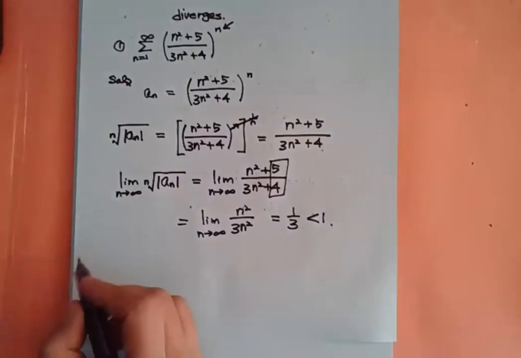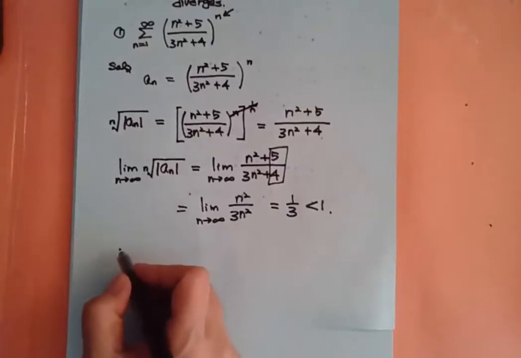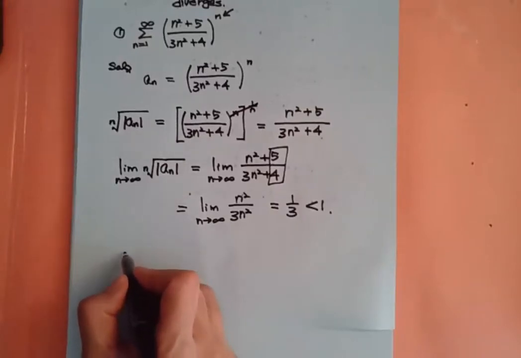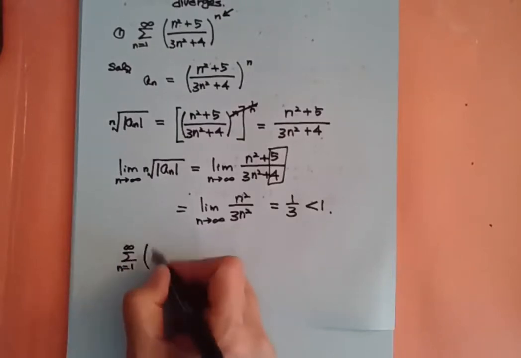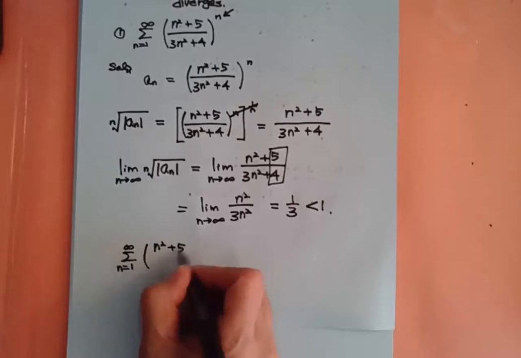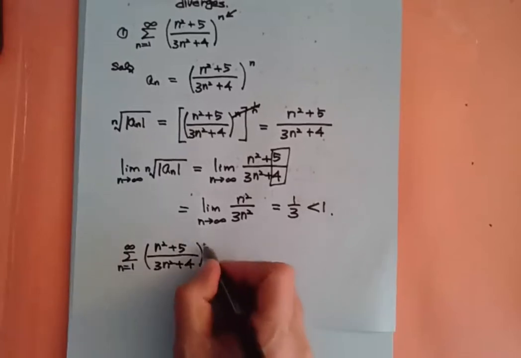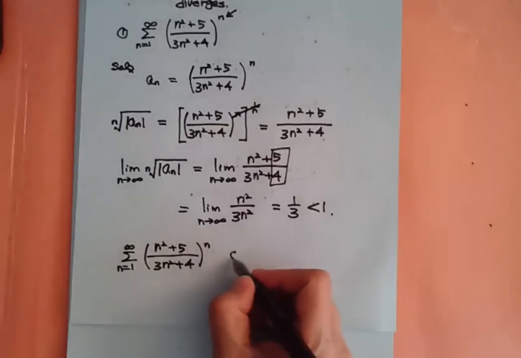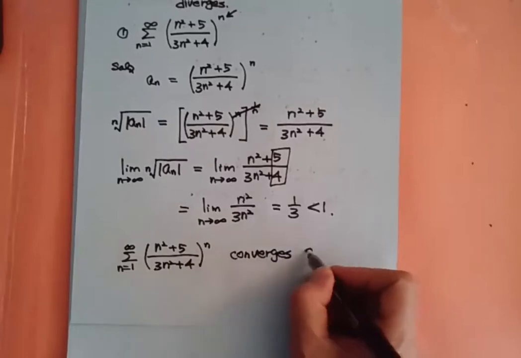So what we can say is, based on the root test, the given series n equals 1 to infinity, (n squared plus 5) over (3n squared plus 4) to the n, converges absolutely.